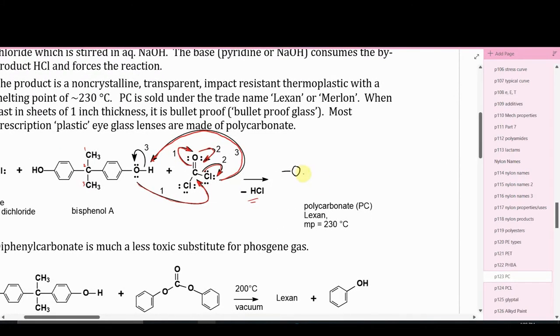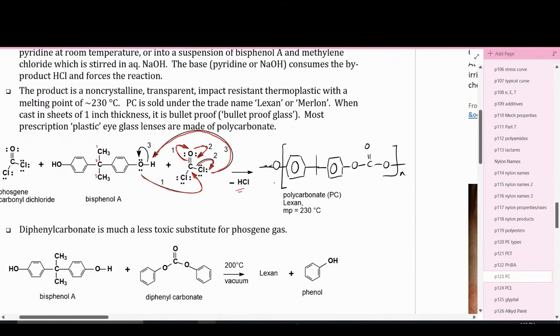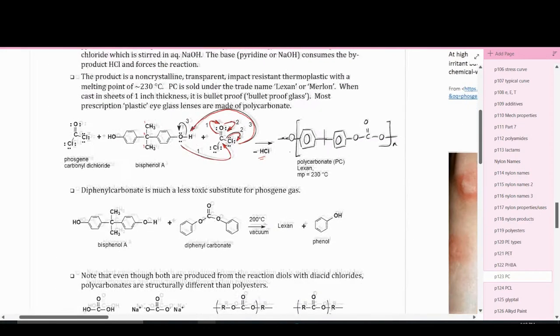Let's look at both sides of this at the same time. There's one of our bisphenol groups. Here's the other one. And then we have our carbonate group, if you will. Oh, I drew the carbon in there, but it'll stay. Okay. Here. There. That's polycarbonate. Trade name is Lexan. Melting point 230.